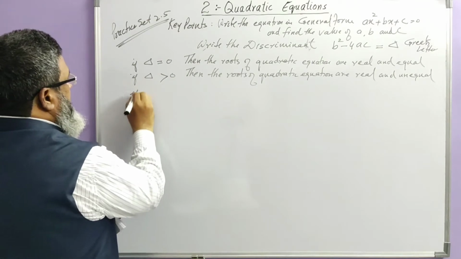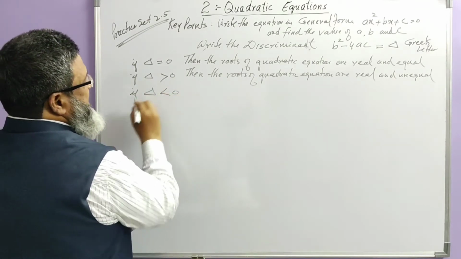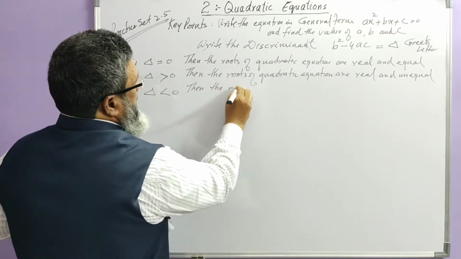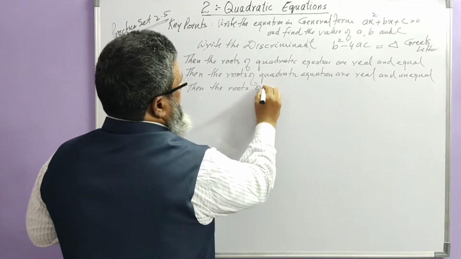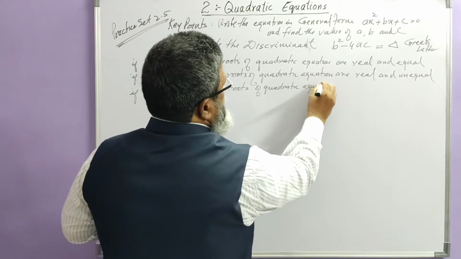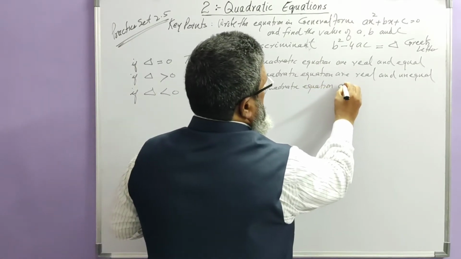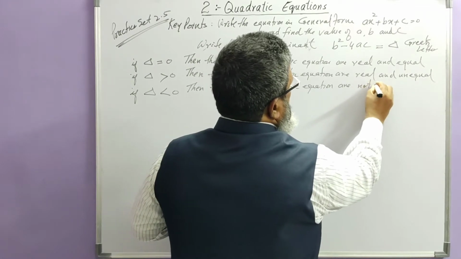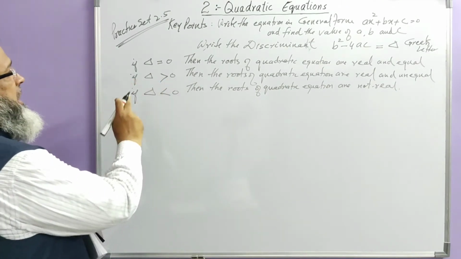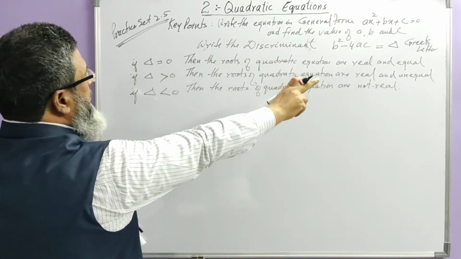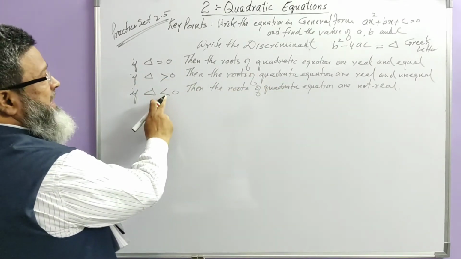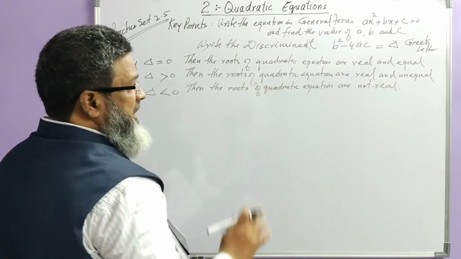Again, if delta is less than 0, then the roots of the quadratic equation are not real. You have to remember these 3 points. If delta is 0, then real and equal. If delta is greater than 0, then real and unequal. If delta is less than 0, then not real.